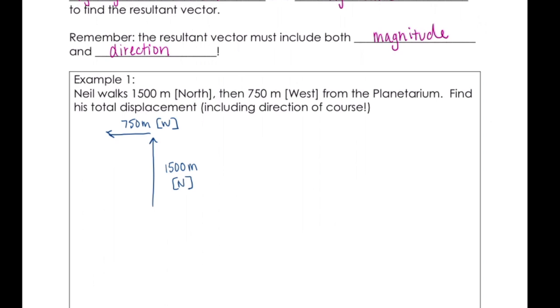So our resulting total displacement would be this vector. We're going to call this our total displacement, and I'm going to give it a subscript of t for total displacement. Because this is running north and west, we do have a perpendicular 90-degree angle, and so we can use the Pythagorean theorem.